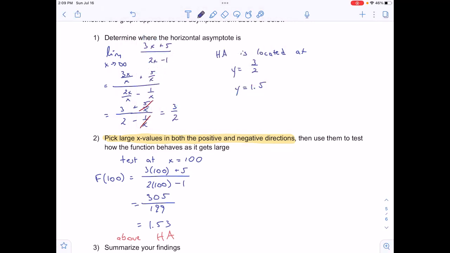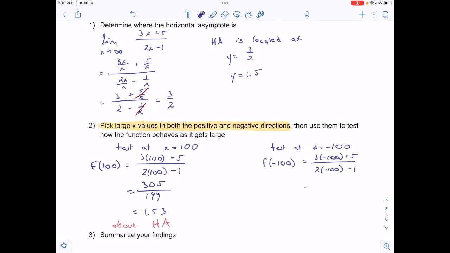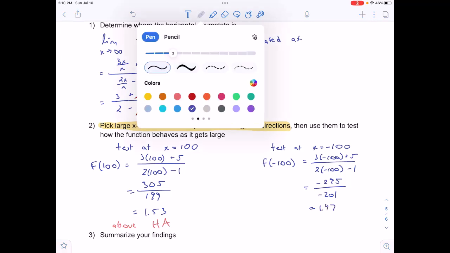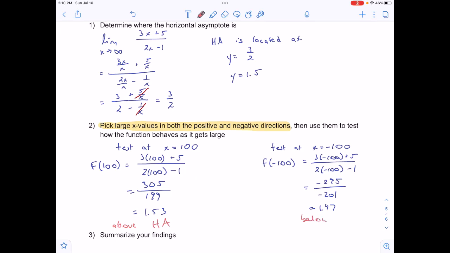Now we'll test again. Test at x is equal to negative 100. Okay, we put that in. F of negative 100 will go 3 times negative 100 plus 5 divided by 2 times negative 100 minus 1. So that's negative 300 plus 5, which is negative 295. And then negative 201. I type this into my calculator, I get about 1.47. And 1.47 is below my horizontal asymptote because it's less than 1.5.